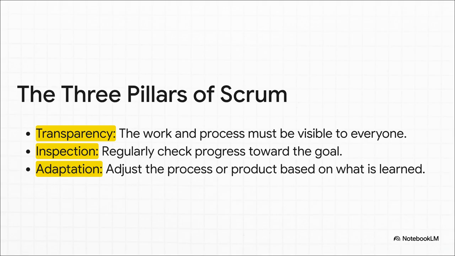And this whole idea stands on three pillars. First, transparency. Everyone needs to see what's going on, no secrets. Second, inspection. You've got to constantly check in on your progress. And third, adaptation. If something's not right, you fix it immediately. See, check, adapt. It's a constant loop.